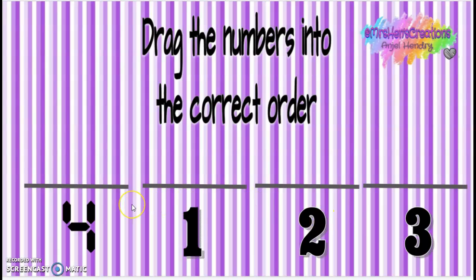All right, so when we count, we say 1, 2, 3, 4, 5, 6, 7, 8, 9, 10, and we keep going. So what's the number that we hear first? Ready? 1, 2, 3. Which one did I say first? 1. So 1 goes first.